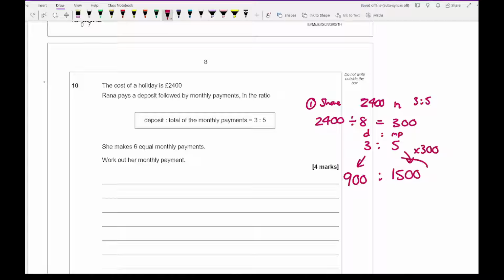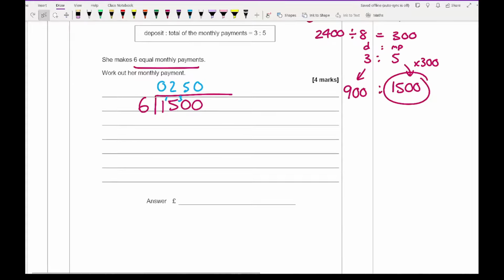So from this, we then have to work out what 6 equal payments are. So what we then need to do is do 1,500 divided by 6, not 15,000, my oversight. So we're going to do 1,500 divided by 6. So here we've got 0, and then we've got 2, and then we've got 5. So the monthly payments therefore are going to be £250.